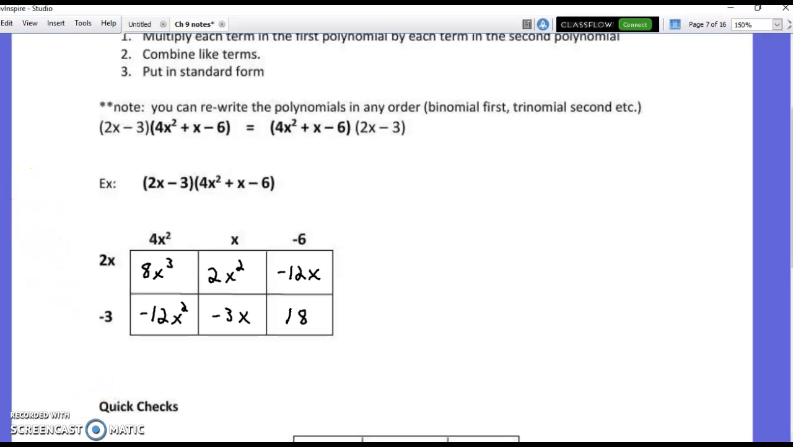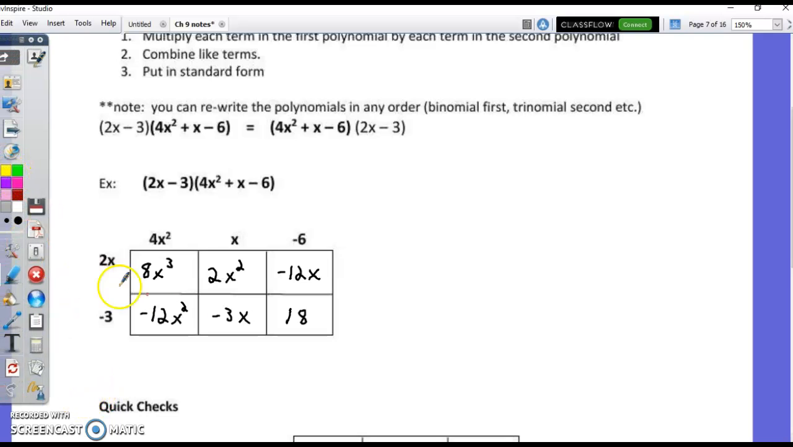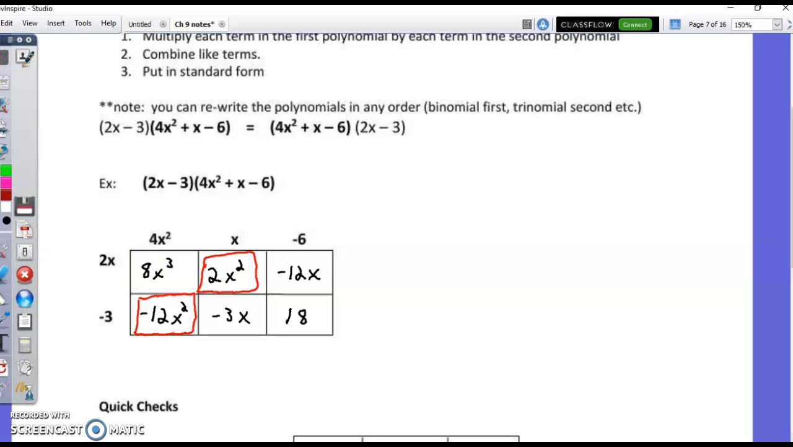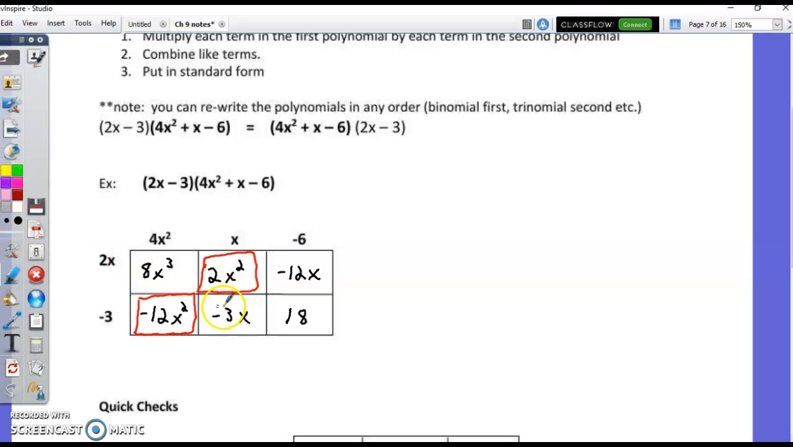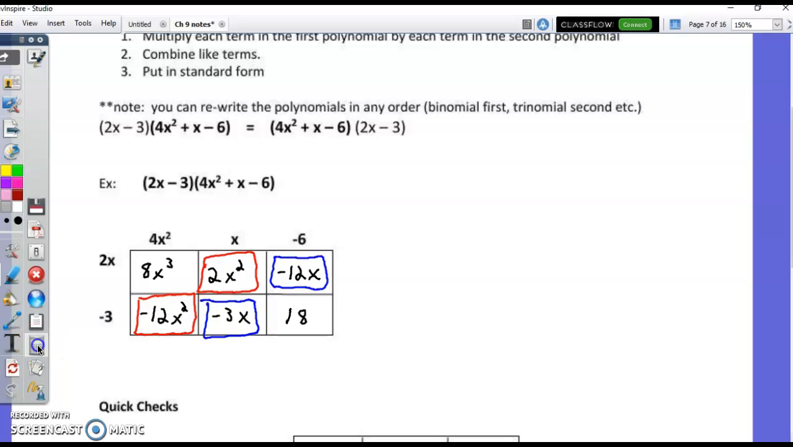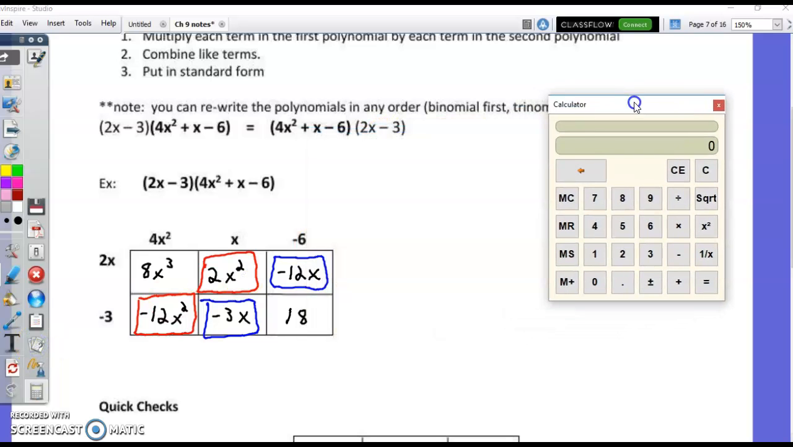Now we're looking at our like terms when we rewrite this, so you can see I have an x squared here, and an x squared here, and I also have an x term that are like. So as I go rewrite them, I'm just going to have to add these together. Use your calculator to make sure you have your signs correct.